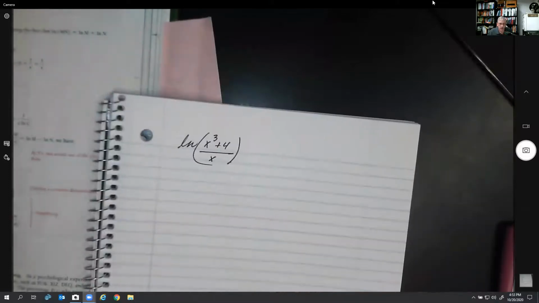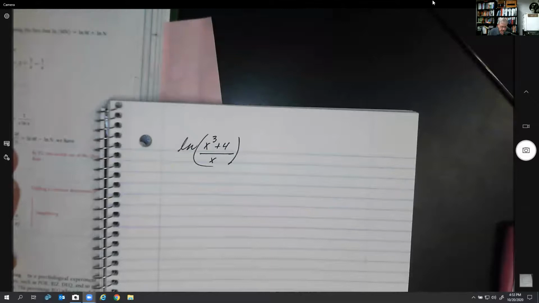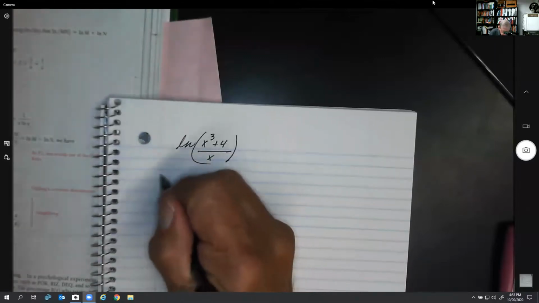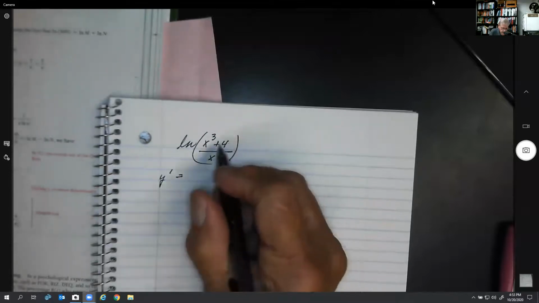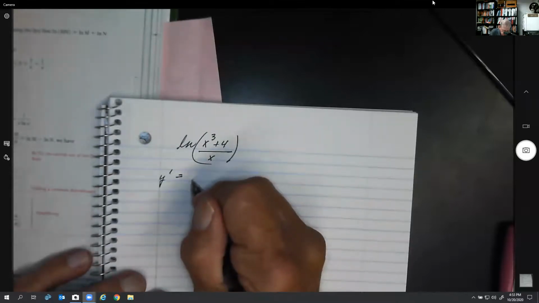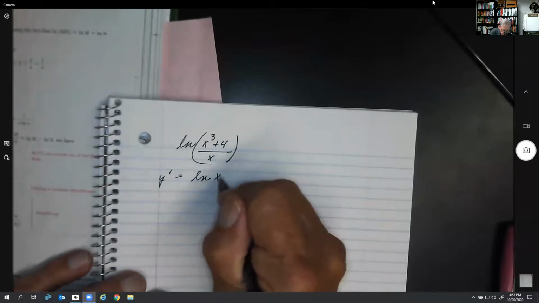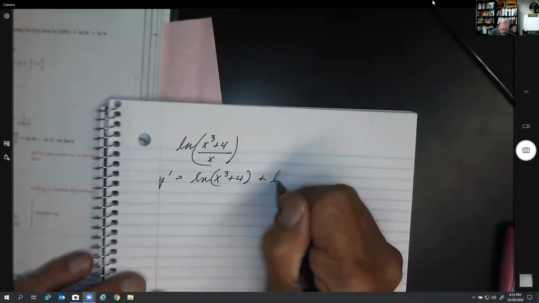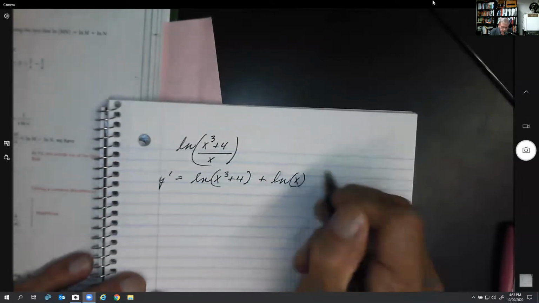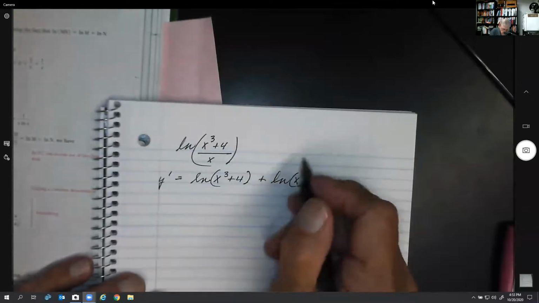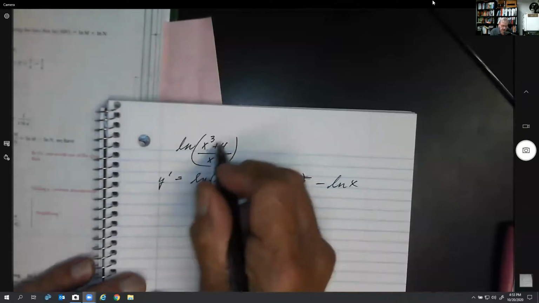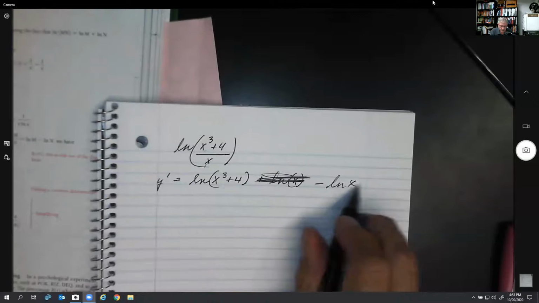All right, so let's work through this example. They're saying that this is an expansion, and they're saying the derivative of this is equal to, they're going to expand it out into the natural log of x cubed plus 4 minus the natural log of x. They're changing this to a division problem. They're expanding it out.